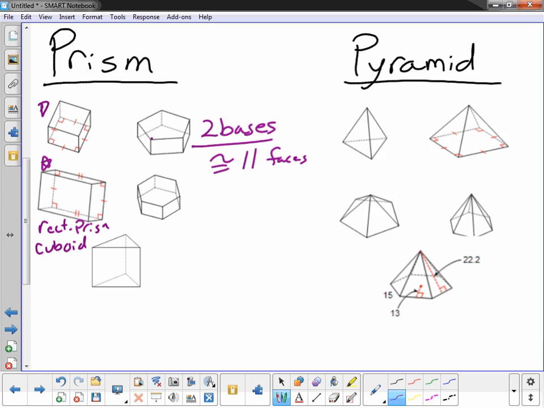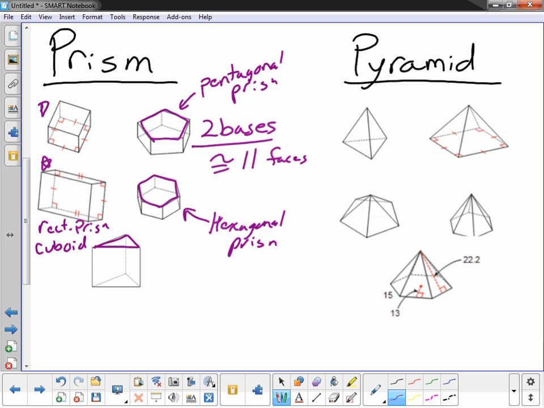The other one here, I have 2 of these pentagons, one on top and one on the bottom. Those are the bases. For this one, I have hexagons top and bottom. So I refer to this one as a pentagonal prism, and this one as a hexagonal prism, because that's the shape of the base. This one on the bottom has a triangle on the end, so it would be a triangular prism.